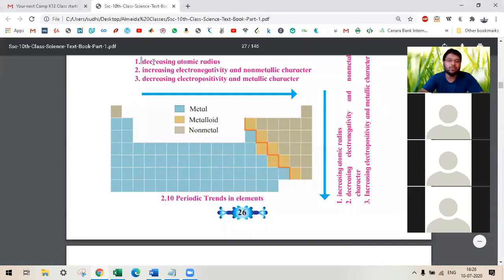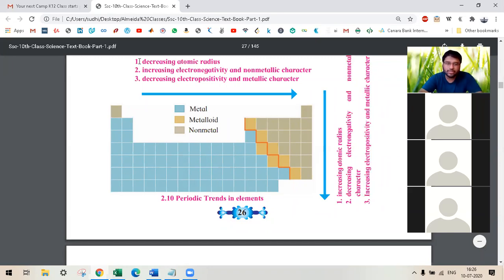Okay, so Smith, see this table. A very important table, but very good to understand. When you go from left to right, atomic radius decreases. When you go from left to right, electronegativity increases. Obviously, non-metallic character will increase. When you go from left to right, electropositivity and metallic character decrease. When you come from top to bottom, you can see increasing atomic radius. When you come from top to bottom, you can see decreasing electronegativity and non-metallic character. And when you come from top to bottom, you can see increasing electropositivity and metallic character.